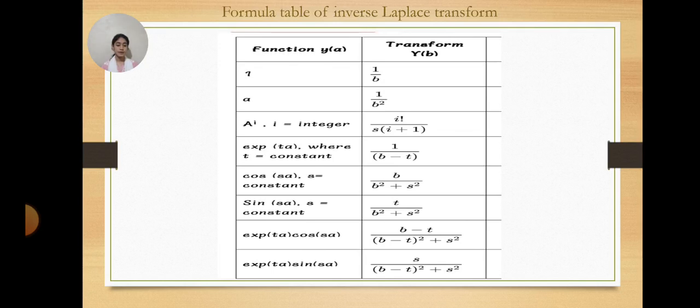Exponential of at becomes 1 divided by s minus a. Cos of at becomes s divided by s square plus a square. Sin of at becomes a divided by s square plus a square. Exponential of at and cos of bt becomes s minus a divided by s minus a whole square plus b square. Exponential of at sin of bt becomes b divided by s minus a whole square plus b square.